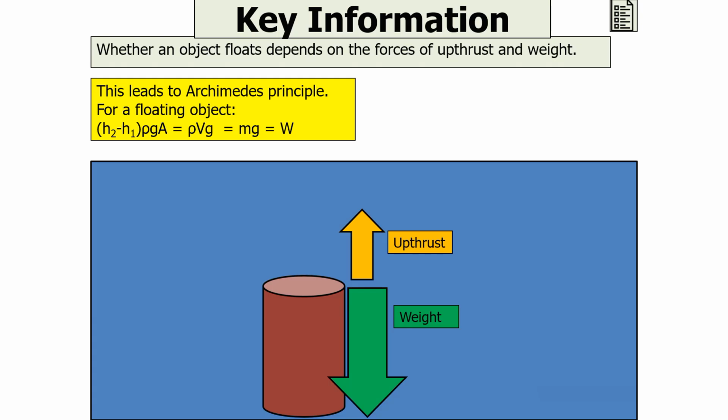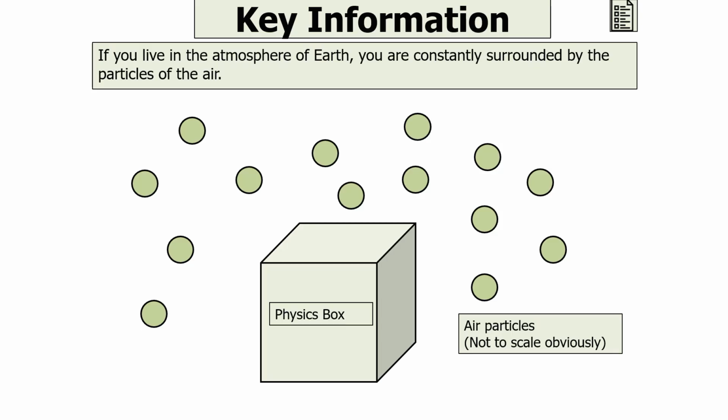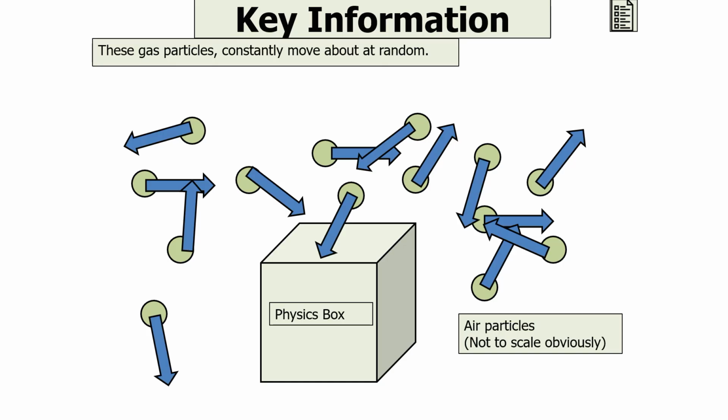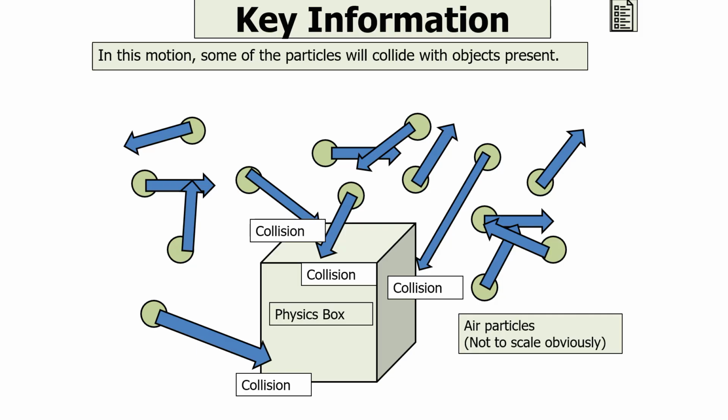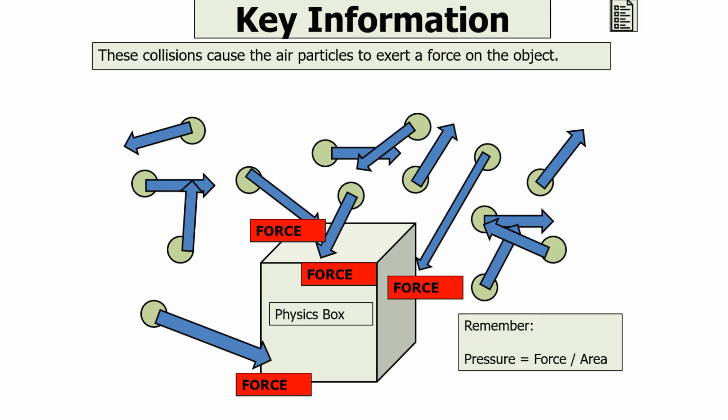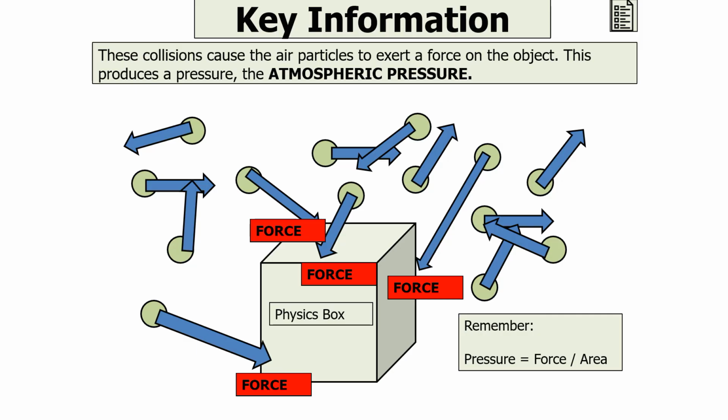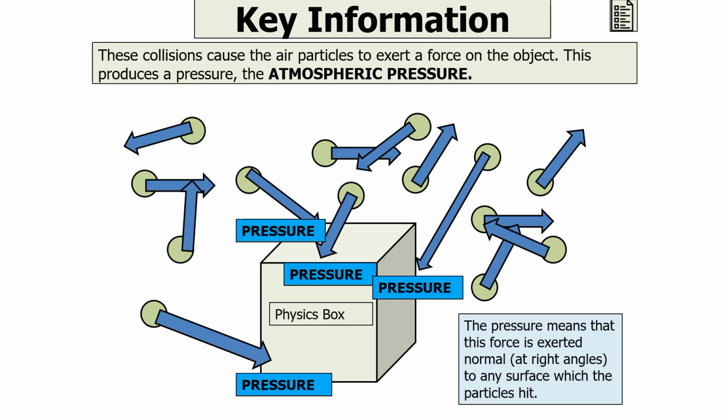Now let's just quickly look at the idea of air pressure. Now if you live in the atmosphere of the Earth, you're constantly surrounded by the particles of the air. Now these gas particles constantly move about at random. The air is a fluid as it can flow since the particles are able to move around. Now in this motion, some of the particles will collide with the objects present. And when they do this, these collisions will cause a force to be exerted on those objects. This produces a pressure which we call the atmospheric pressure. Now the pressure means that the force is exerted at right angles to any surface which the particles will hit.